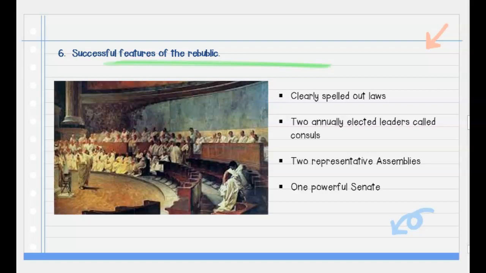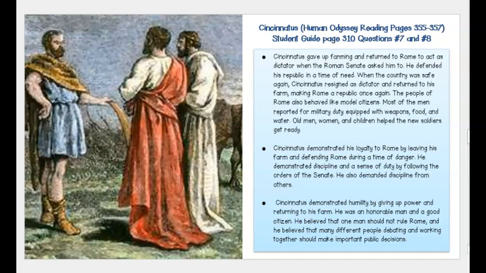And remember, you can always go back and look at the PDF of this version if you need some more time after doing your reading to fill in these answers. So this is Cincinnatus, and this is in direct relation to the reading in your Human Odyssey, pages 355 to 357. And these are the answers to questions number 7 and 8. You can go ahead and pause this video after you've completed that reading, just in case you haven't done the reading. Go ahead and do that, and then you can go back to the section.